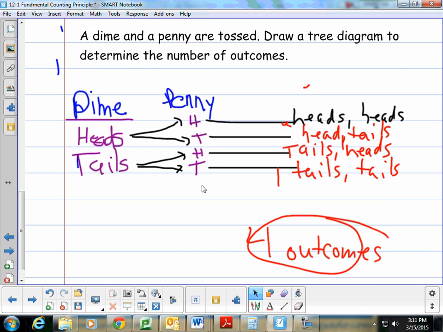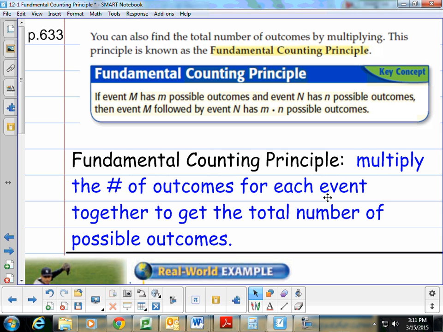4 outcomes. So the fundamental counting principle just helps you from not having to make a tree. Say there were a lot more choices than just 2, like heads and tails. You can also find the total number of outcomes by multiplying. This is called the fundamental counting principle.